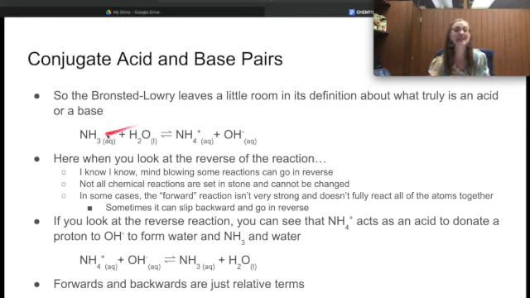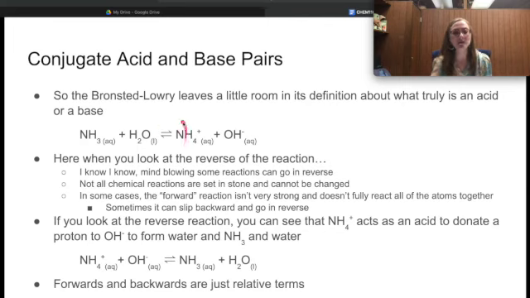So in this case, when you have NH3 and water, it's constantly going back and forth to make NH4 plus and OH minus. Those two hit each other, recombining to be NH3 and H2O. Then the NH3 and the H2O react to form NH4 plus and OH minus, and then they go back and forth again. What in the world am I talking about? Not all chemical reactions are set in stone and cannot be changed. So we might talk about them as forward and backward reactions here.